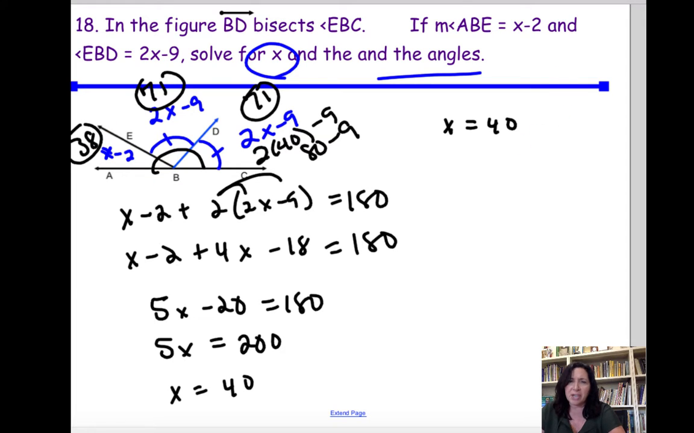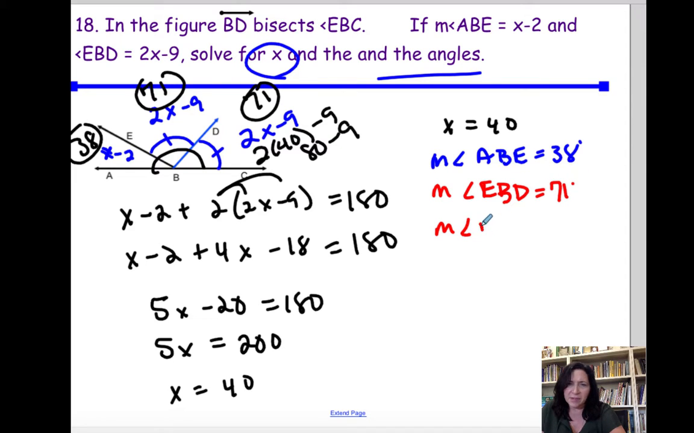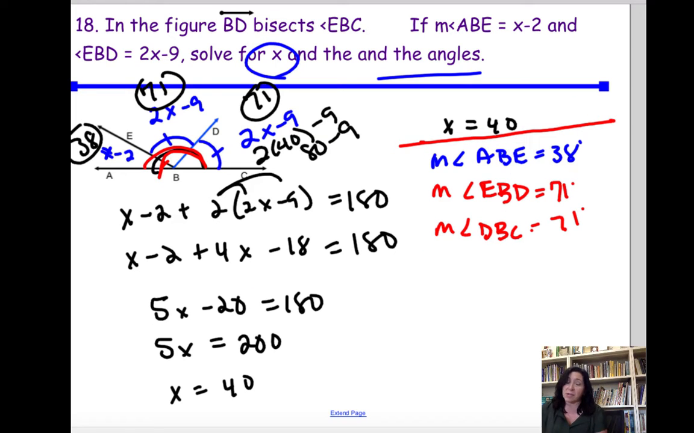So you always can check too. So you would just say like the measure of angle ABE is equal to 38 degrees. You can say the measure of angle EBD is equal to 71 degrees. The measure of angle DBC is equal to 71 degrees. And if you wanted to check to see if you had the right answer, you're going to add up these three angles. Don't add up 40. That's not an angle. That's x. In this case, sometimes x can be an angle, but for these values here, this is not.